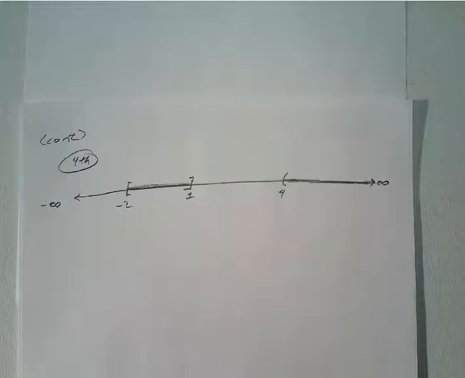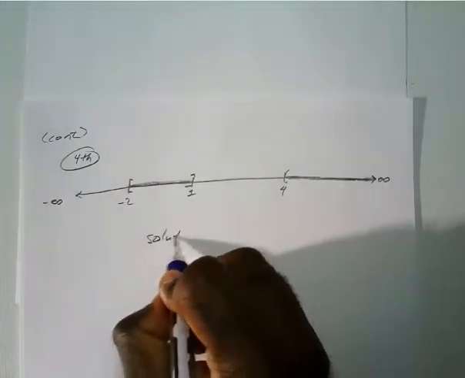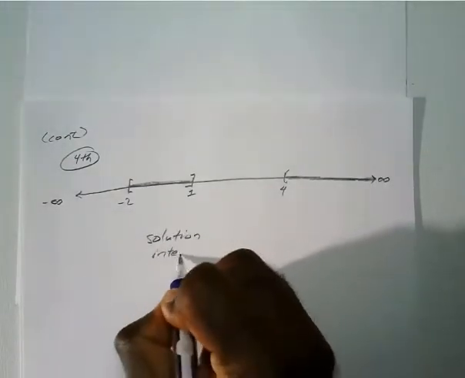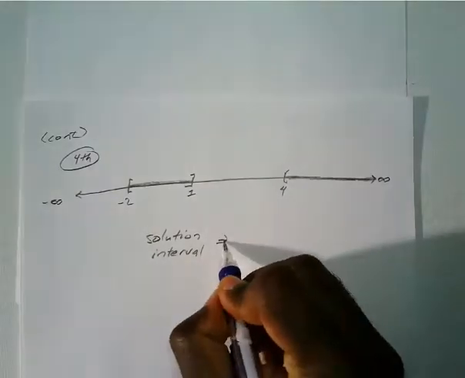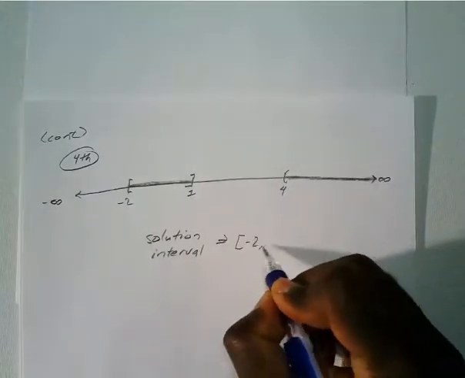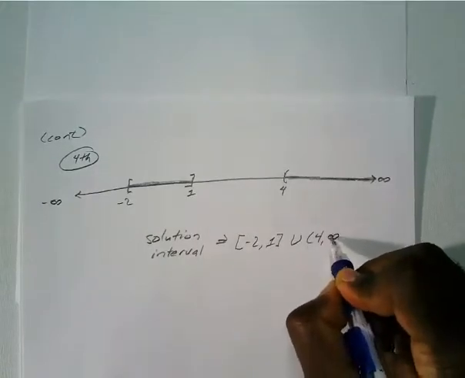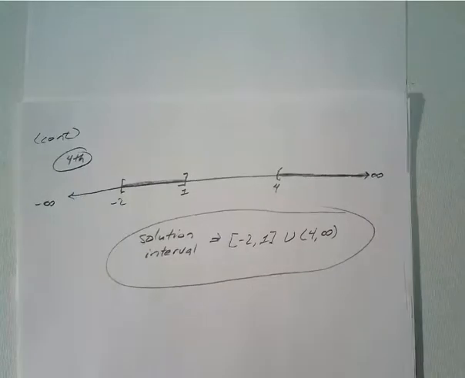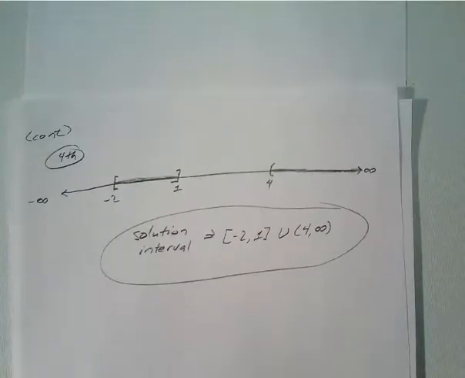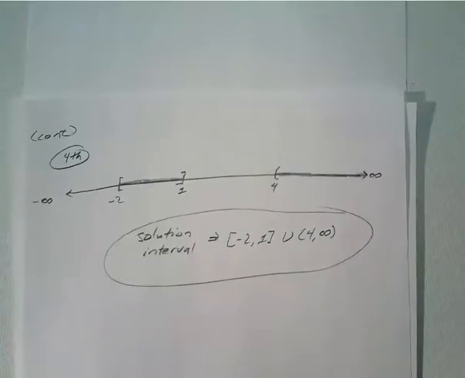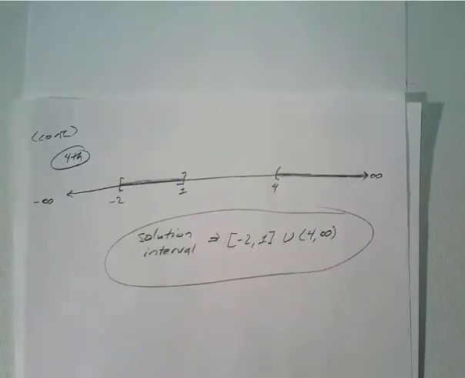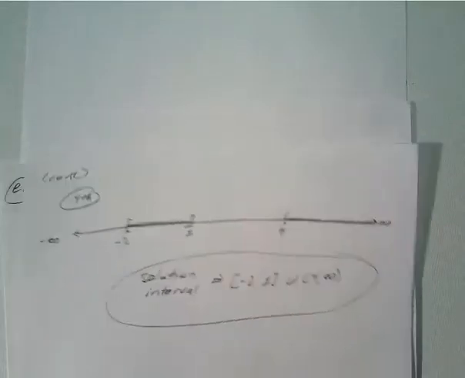Okay, so that's the graph of your solution, but your solution interval is from -2 to 1 or from 4 to infinity. Okay, so that would be your solution interval. So if you're still writing, feel free to press pause, but we're going to go ahead and go to our next example.